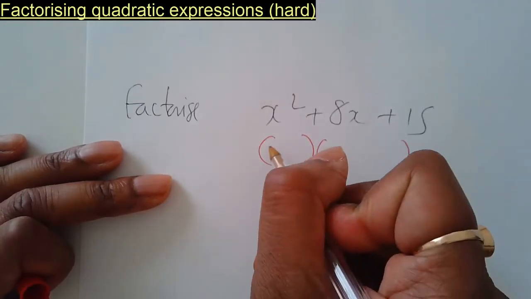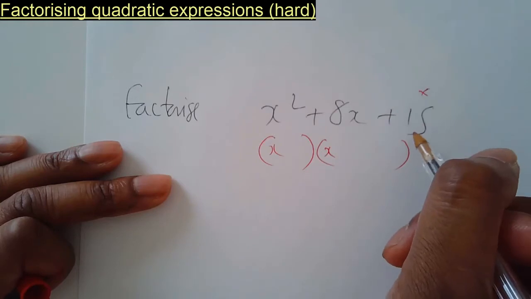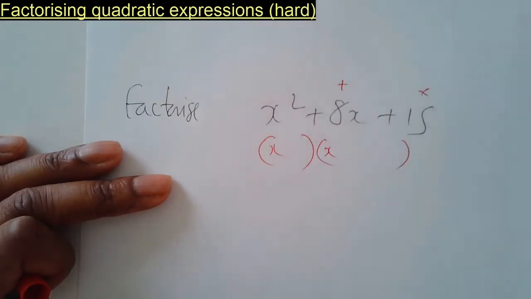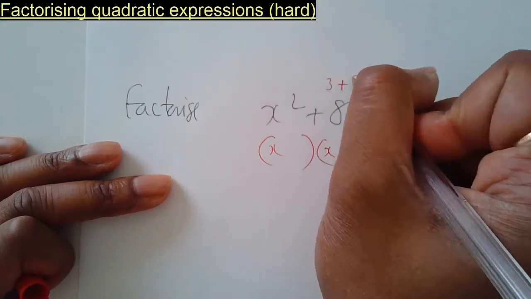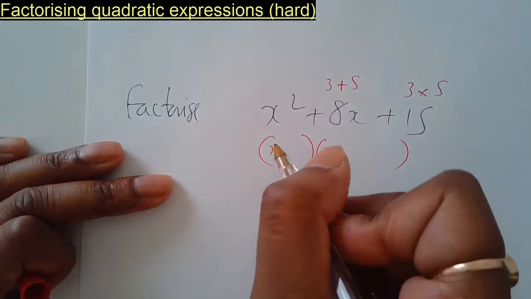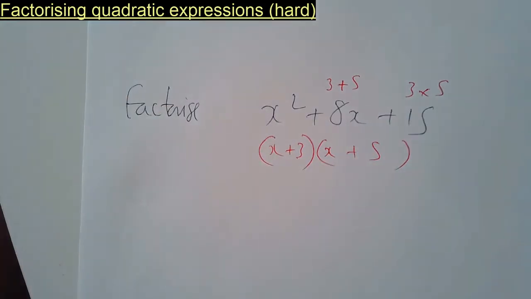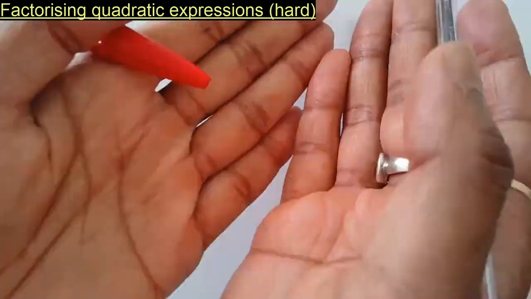Double brackets. What two numbers multiply together to give you 15, but when added together to give you 8? 3 and 5. 3 times 5 is 15, 3 add 5 is 8. So put the 3 there, put the 5 there, or you can put the 5 and 3 there, it doesn't matter. Right, it's been factorised.